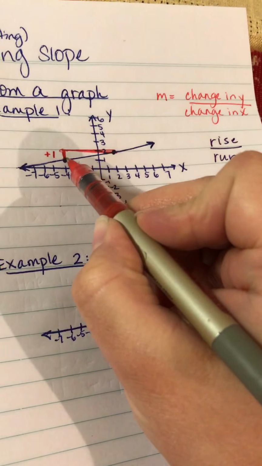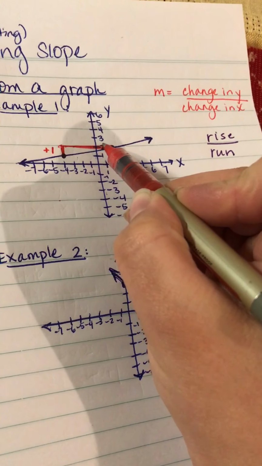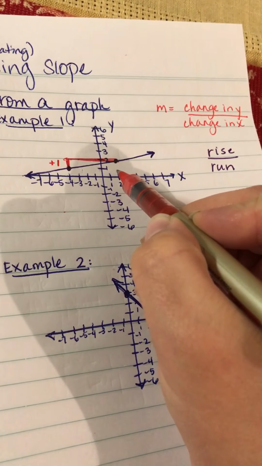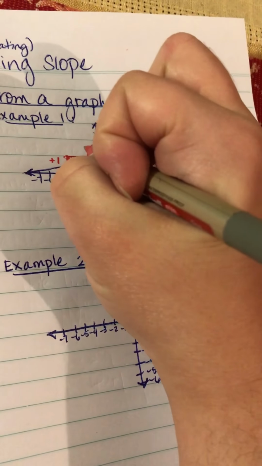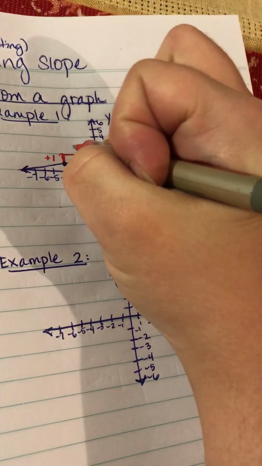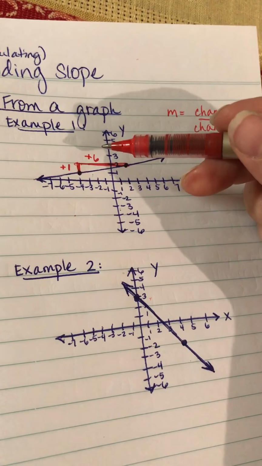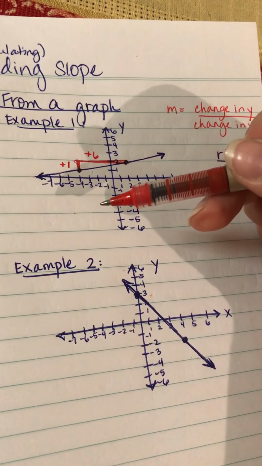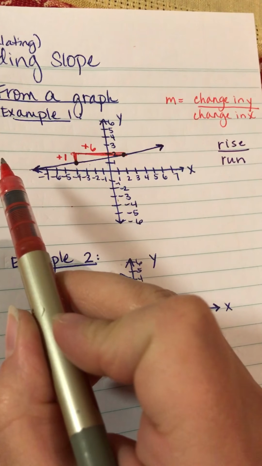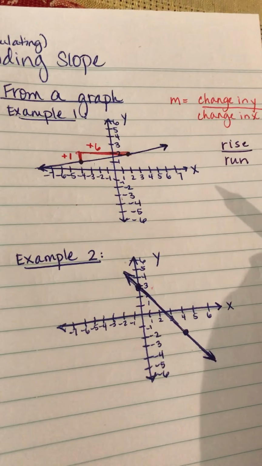So I'm going to count. 1, 2, 3, 4, 5, 6. So from -4 to +2, I had to go to the right 6. When you go to the right, the numbers are getting bigger, so we're going to make this +6. So if I go up, that's positive, down is negative, right is positive, left is negative, from one point to the next.